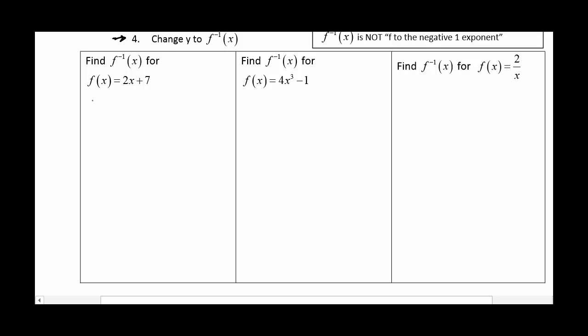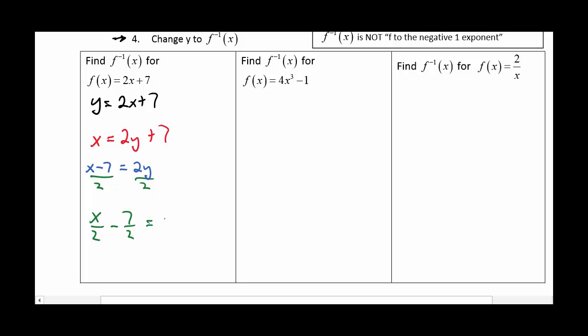So we're going to swap out the f of x for y. And then we're going to replace x and y places. So x equals 2y plus 7. Then we are going to solve for y. So in this case, I want to subtract 7 from both sides, and then I want to divide everything by 2. So I get x over 2 minus 7 halves, and that's going to equal our inverse. And that's a perfectly good inverse.